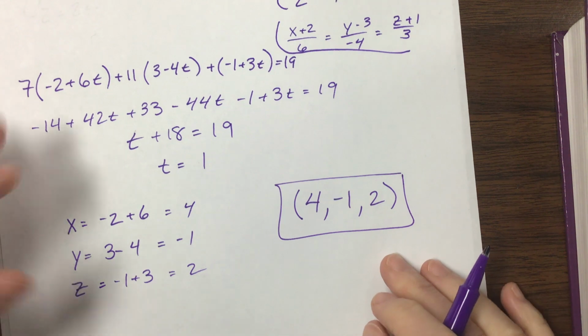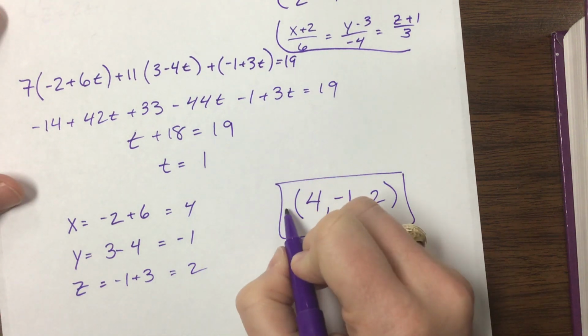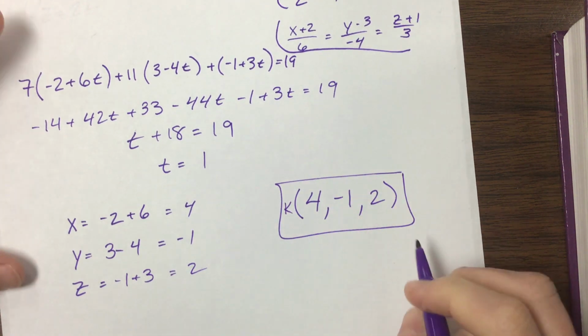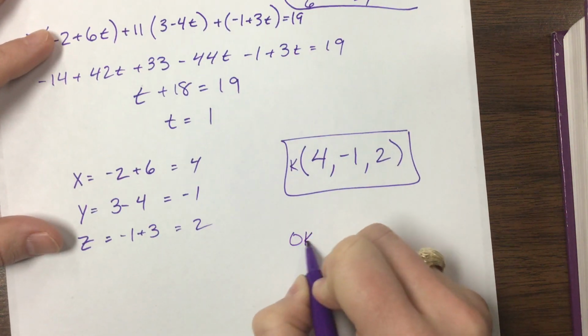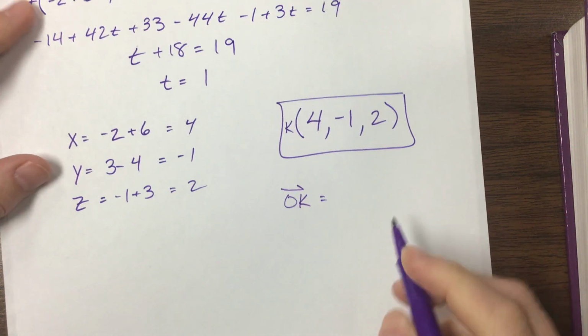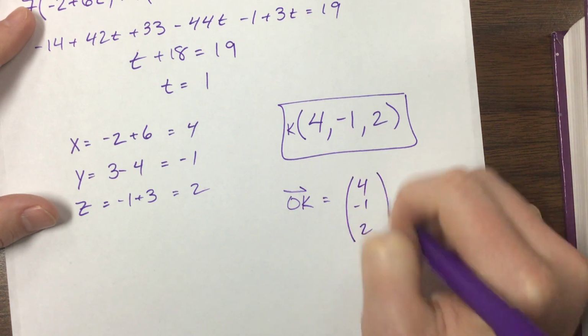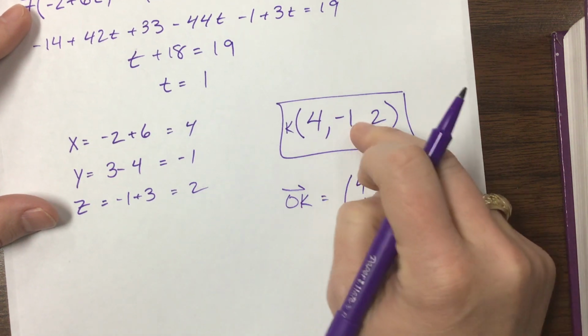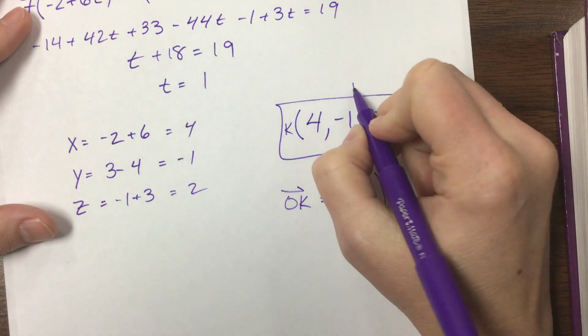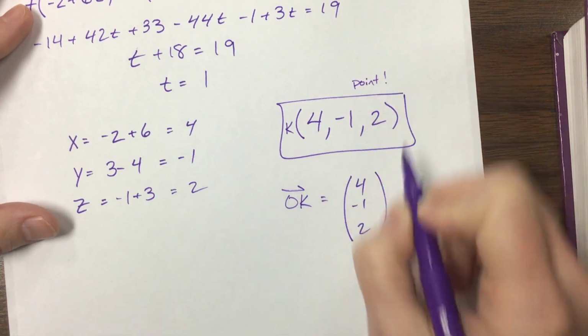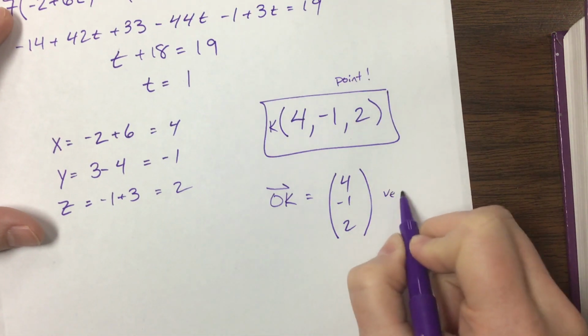If I want to know the vector, let's say this is the point K, because that's our favorite letter. If I want to know what the vector OK is, the vector from the origin to point K, then you can write it this way. But this is not a point, this is a vector. So this is a point, and this is a vector.